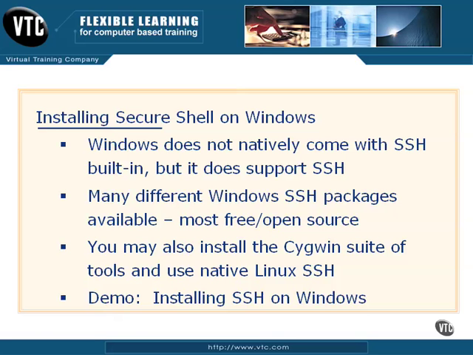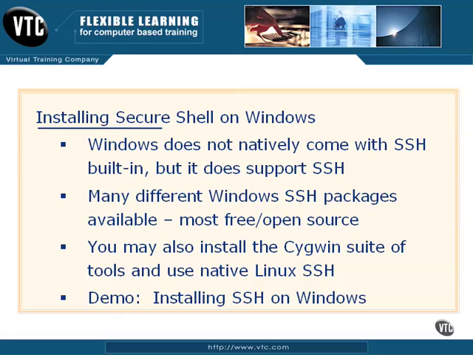However, Windows does support Secure Shell, and you can easily install it from the many different Windows SSH packages that are out there available on the internet. Most of these are free or open source packages, programs that come easy to install with a Windows installer, and you can install them and use Secure Shell from a Windows box to another Secure Shell box like Linux that's running Secure Shell as well.